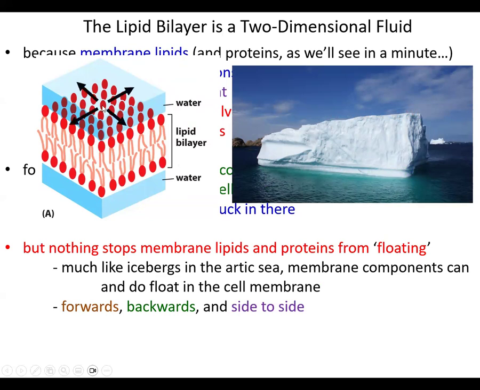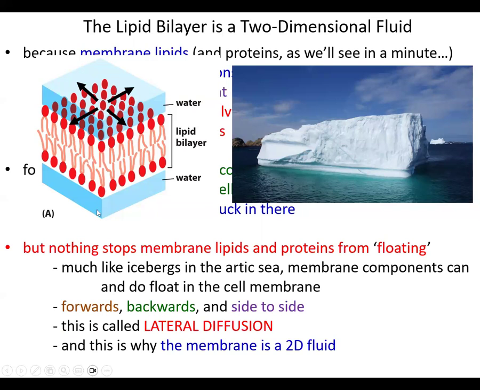If this membrane lipid right here were to float forward, its hydrophobic tails are not going to be exposed to water. If it floats back, same. If it floats to the right or the left, no exposure of the hydrophobic tails. So that kind of lateral diffusion is allowed, and it happens all the time in membranes. It's the norm for membranes. What we don't get are components moving up or down out of the plane of the membrane.